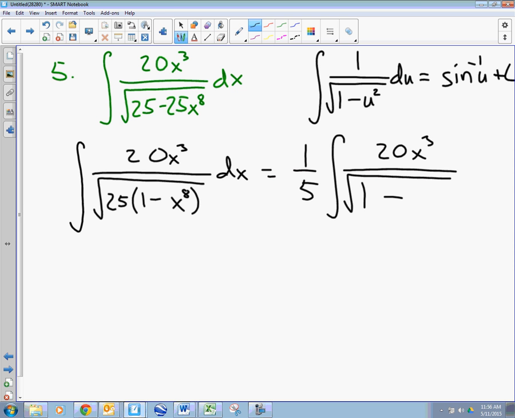Now I'm not going to write x to the 8th. I'm going to write something else. Because when I look at my form right here, it says 1 minus, do I have the 1? But I have the minus. I need something squared. What is it that I squared? X to the 4th. So I have x to the 4th quantity squared, dx.